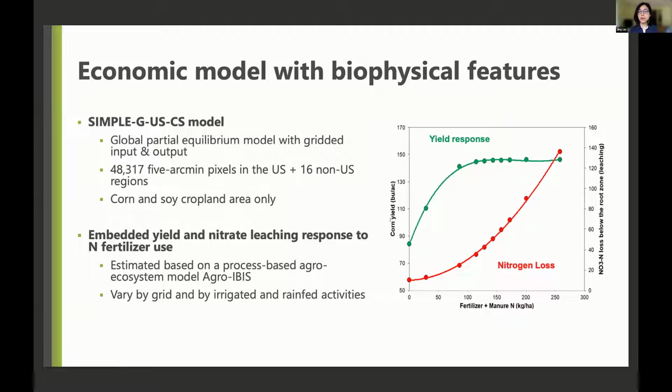Those curves are estimated using the output of a process-based agroecosystem model called AgroIBIS. On the right-hand side, you see the AgroIBIS simulated pairs between nitrogen use and yields or leaching. Then we fit the transfer function with location-specific parameters and embed those coefficients into the SIMPLE-G model. All these parameters vary by grid cell and by irrigated and rain-fed activities.